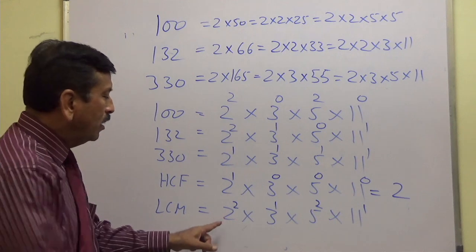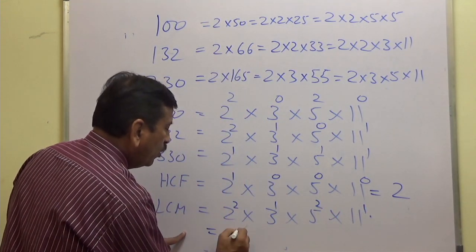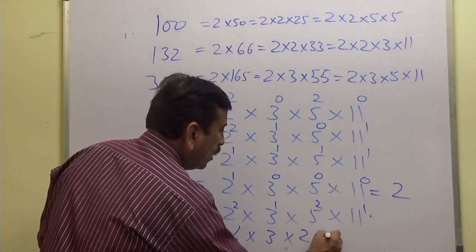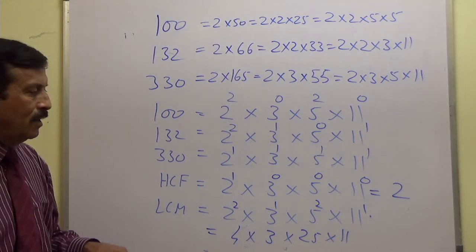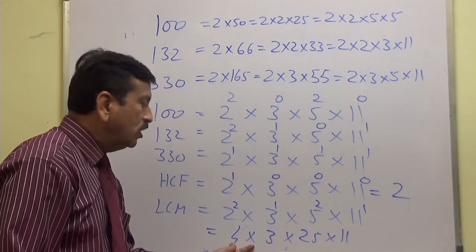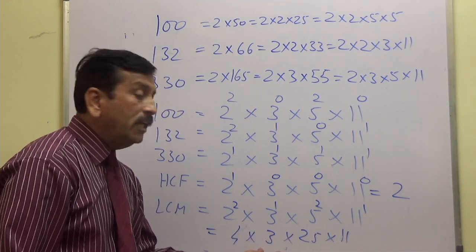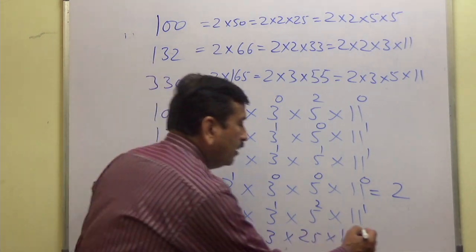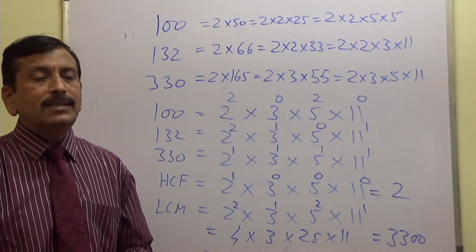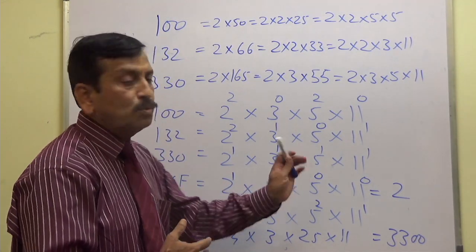And now the LCM, make the powers. 2 to the power 2 is 4, into 3, into 25, into 11. Look here how it goes: 25 into 4 is 100, and 11 into 3 is 33. So 100 into 33 is 3300. I will immediately get 3300. So the LCM of all these numbers is 3300 and the HCF is 2.